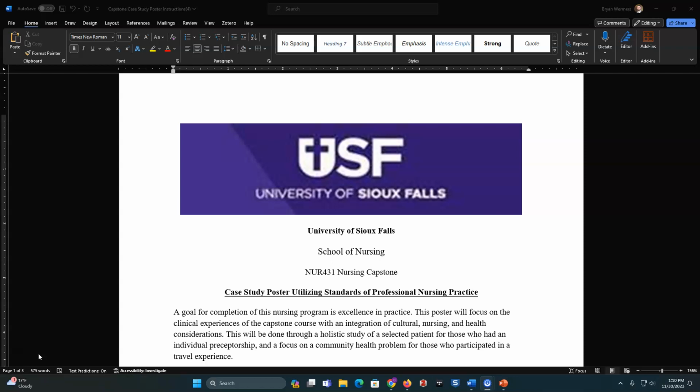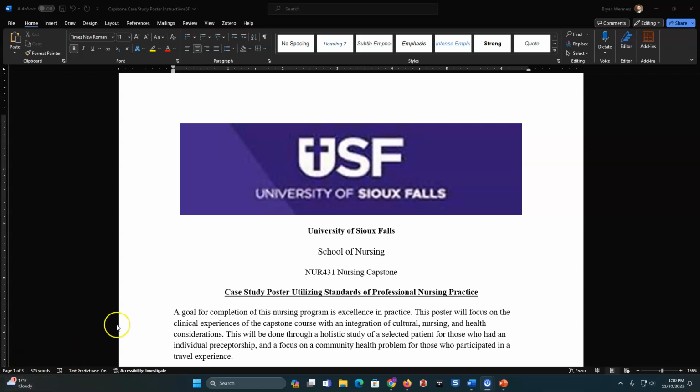Today I'm going to be talking about the case study poster, and so I'm going to go through the instructions, the rubric, and I'll show you the template that you're going to use to make your own poster.